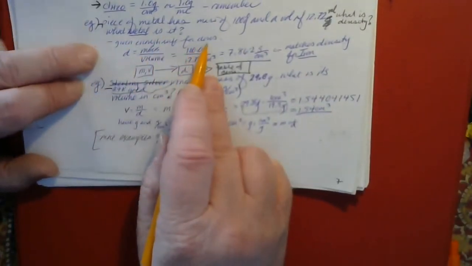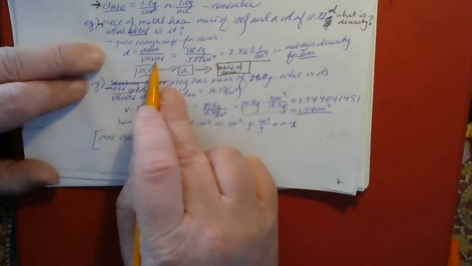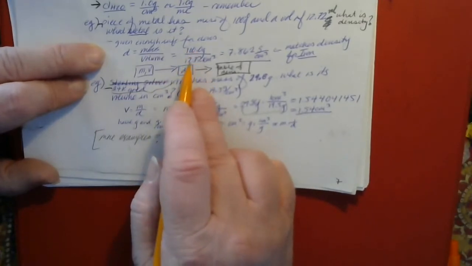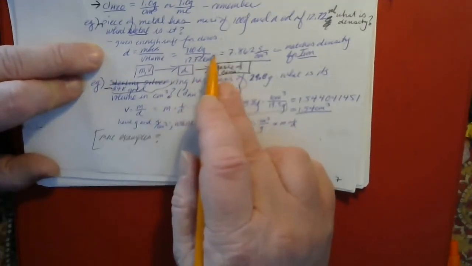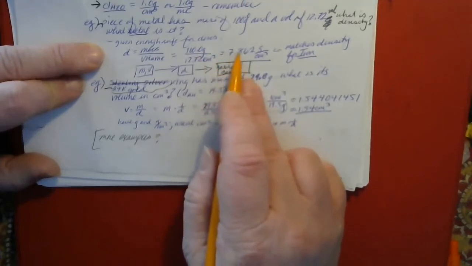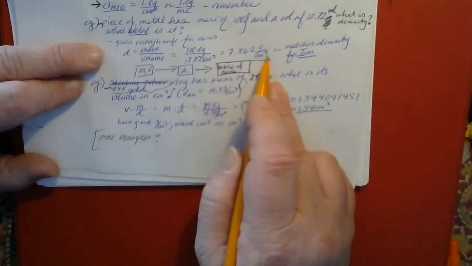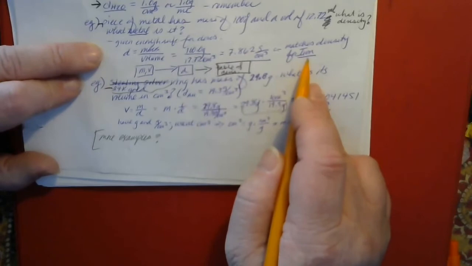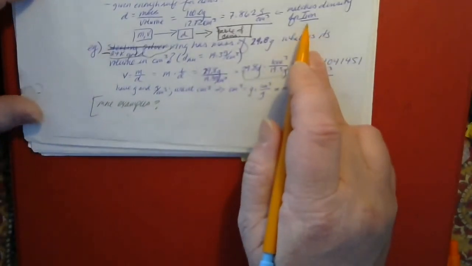Okay, so you've given enough information to find the density. Density is mass divided by volume. The mass of this piece of metal is 100 grams, and the volume is 12.72 milliliters or cubic centimeters, same thing. And when you work that out, that gives us a density of 7.862 grams per cubic centimeter. And that matches the density for iron if you look it up in a table. And so it's almost certainly iron.